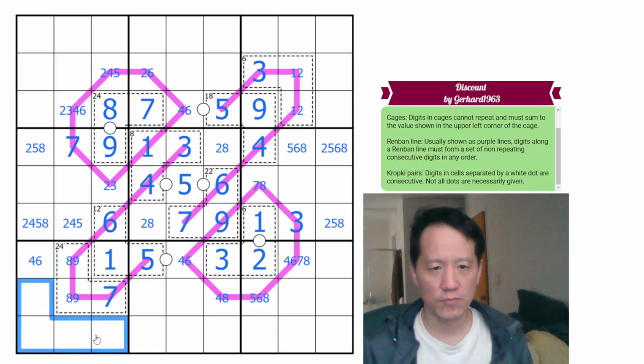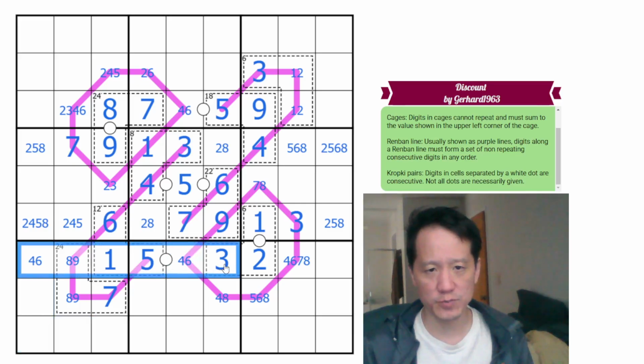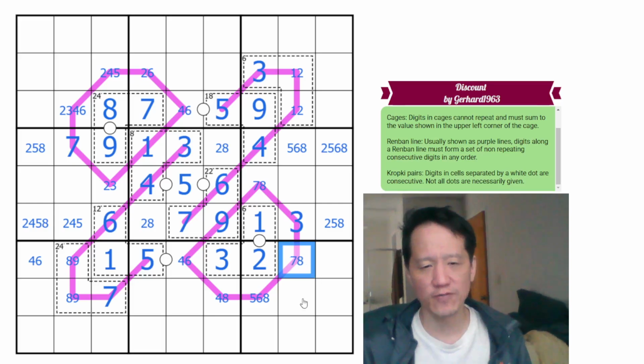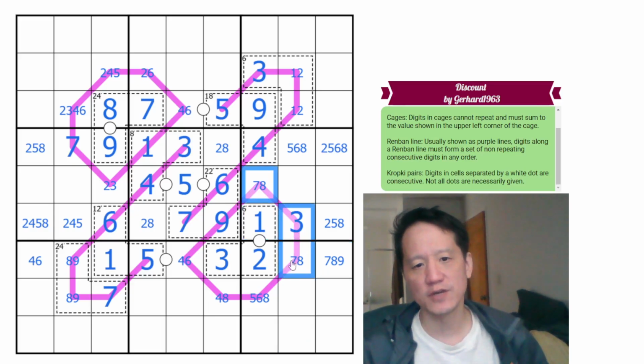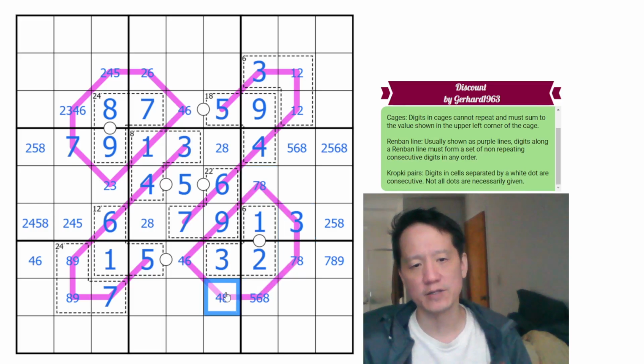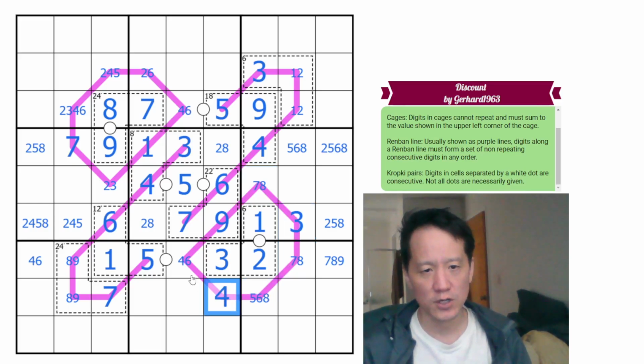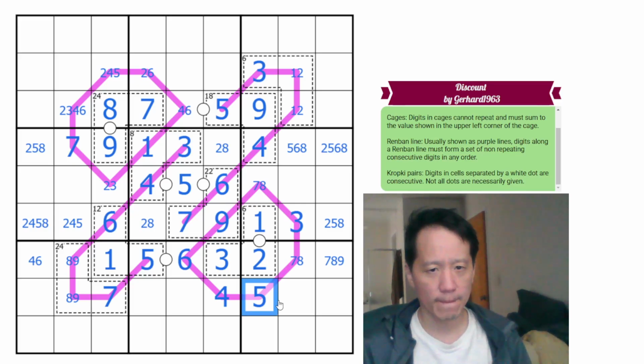And therefore we have a 4, 6, 4, 6 pair in row 7, which eliminates 4 and 6 from the rest of the row. This can't be 4 or 6. This can't be 4 or 6, so this is 7, 8, or 9. Well, on this Renban, we now have a 7, 8, 7, 8 pair, which eliminates 7 and 8 from the rest of the cells in the Renban. So this can't be 7 or 8, so this is 4, which makes this 6. This can't be 6 or 8 anymore, so this is 5. This 6 means this has to be 4.